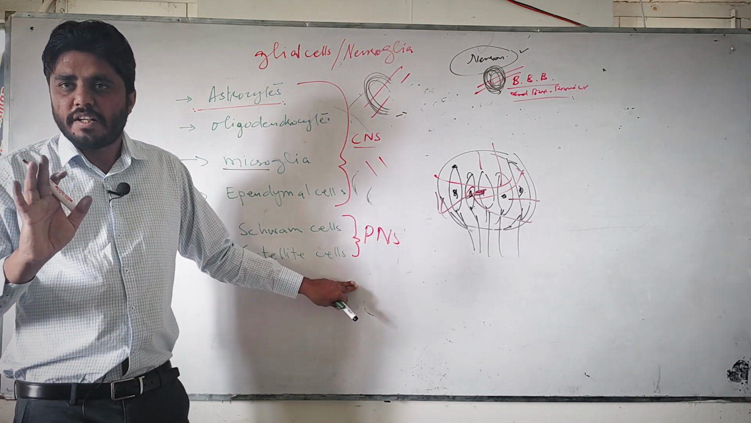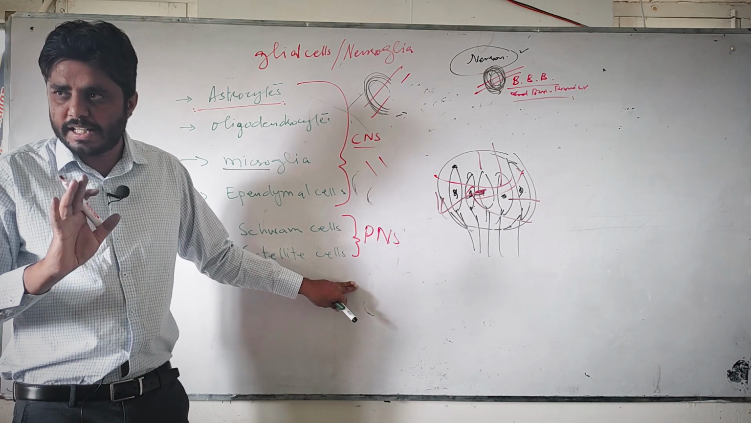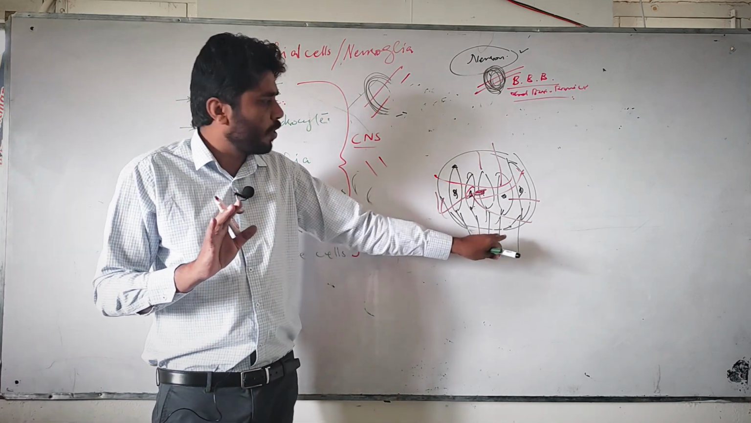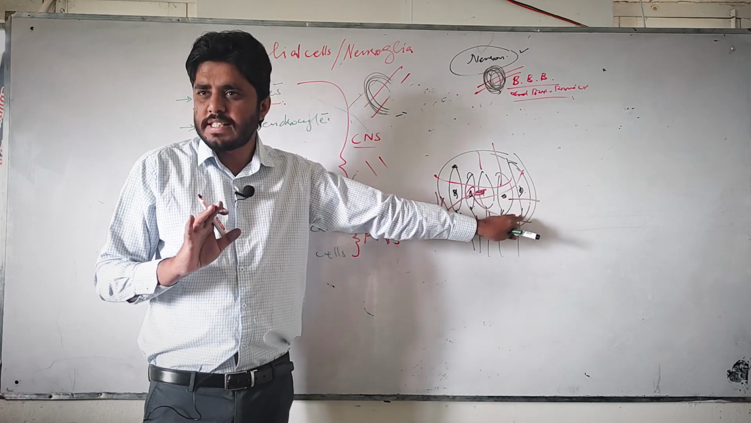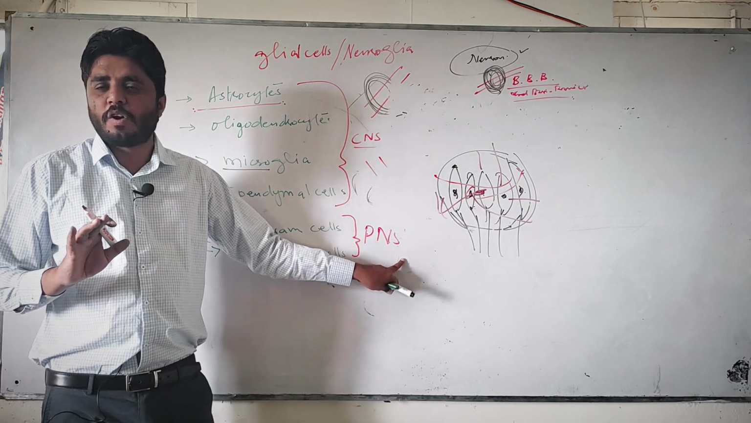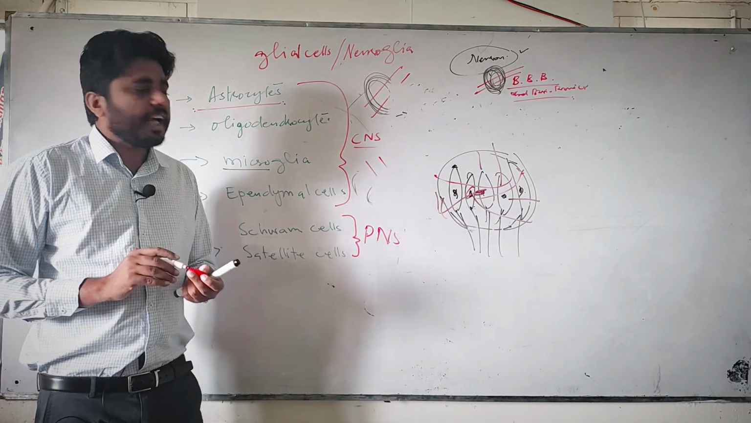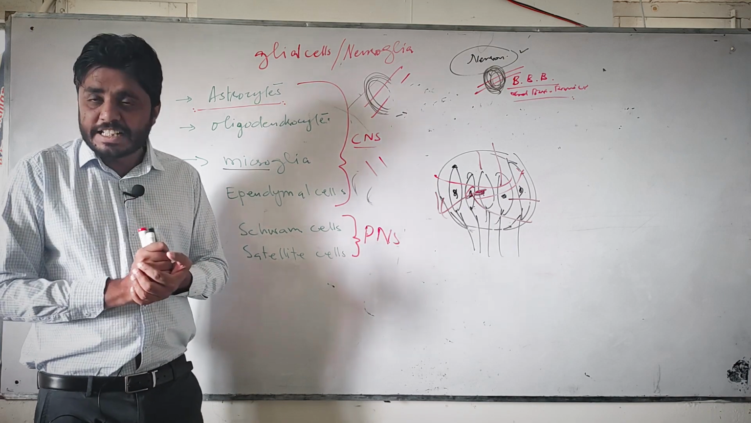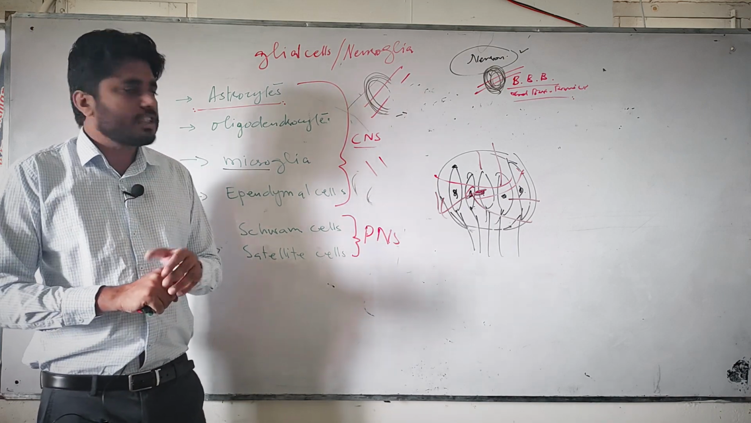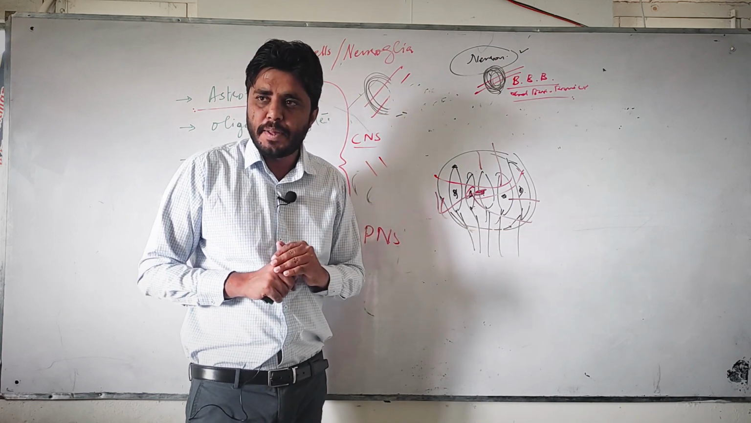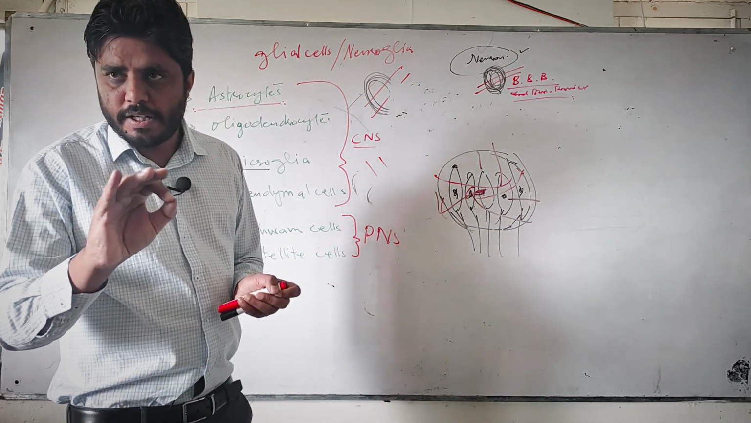What exactly this cell does, the function is still not clear, but people believe that they provide support to the cell bodies of neurons located in the PNS, so they are associated with the ganglion. People believe they are providing physical and physiological support to the ganglion. That's clear. Listen again carefully.